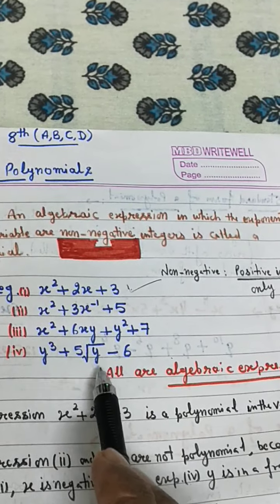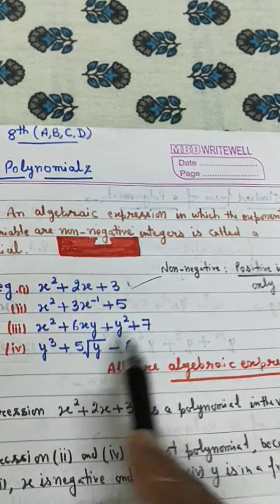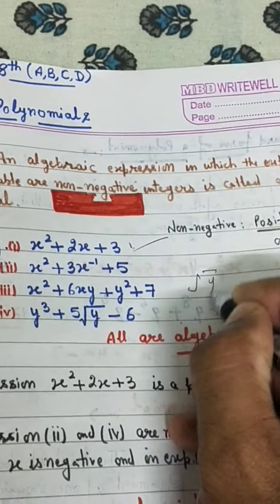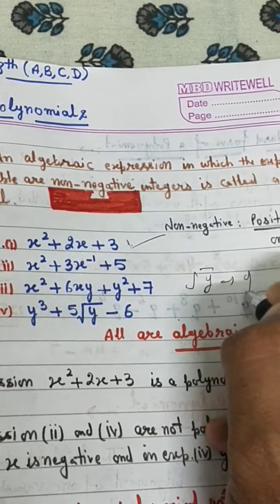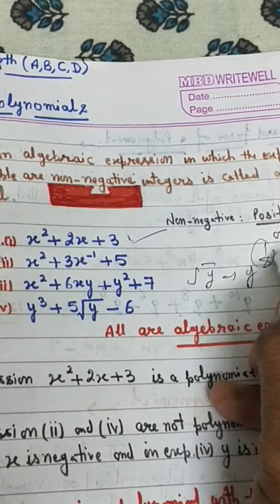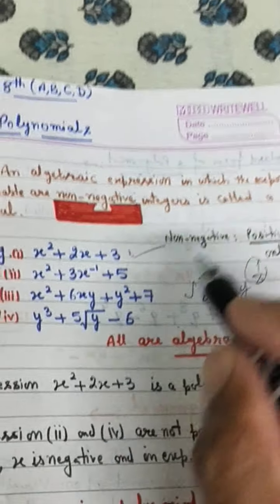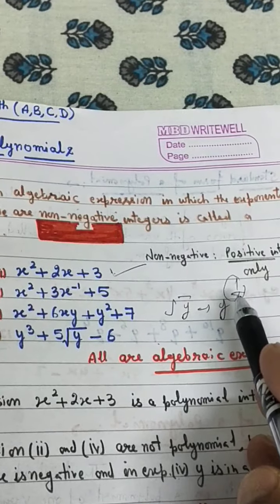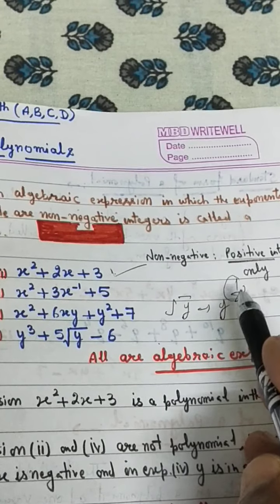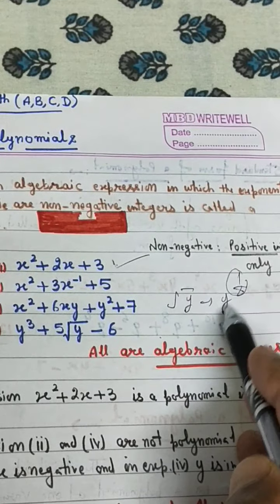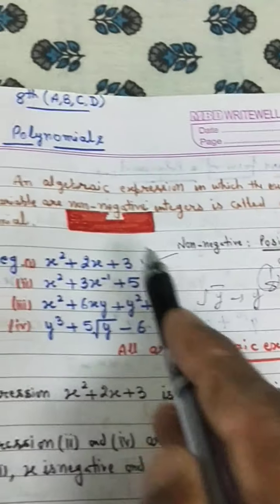Root y can be written as y raised to power 1 by 2. It means the exponent is given as a fraction, so it is not a polynomial. If the exponent of a variable is a fraction or a negative integer, then it is not a polynomial, because the exponent of a variable is always a positive integer.